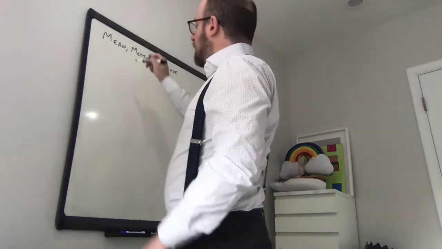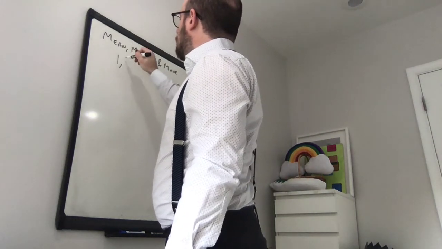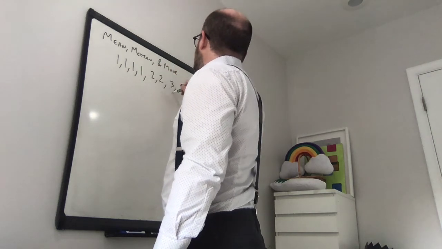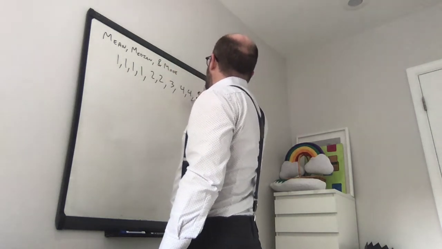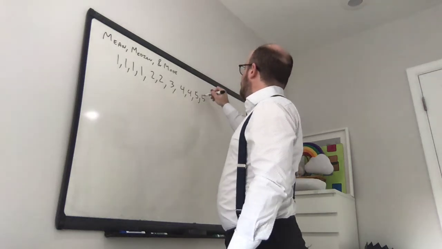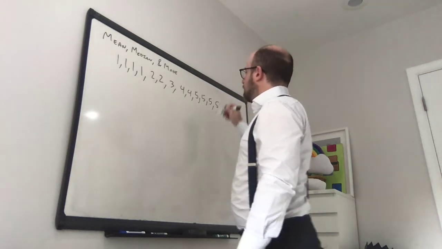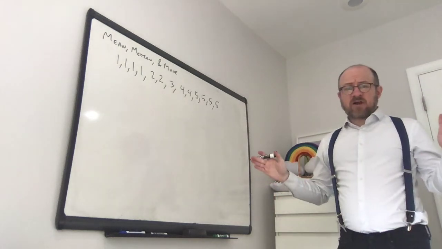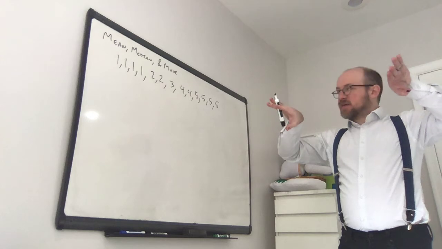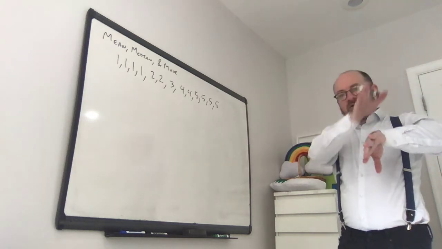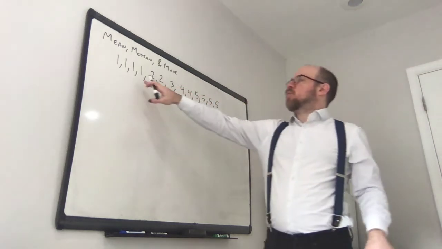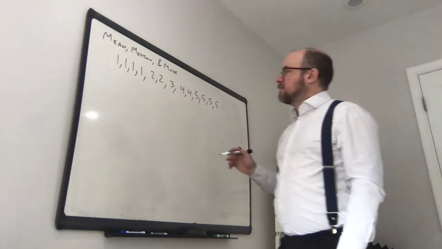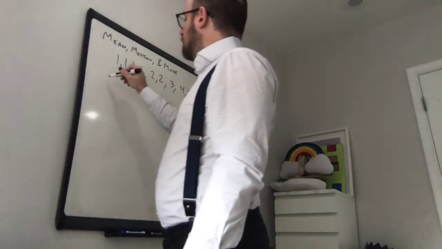So let's look at a data set where it's not arranged around the center, where we've got 1, 1, 1, 1, 2, 2, 3, 4, 4, 5, 5, 5, 5. Okay? So this data is evenly arranged around the center, but it's bunched up at the ends, right? If you graphed it, it would have a bunch at 1, a bunch at 5, and less in between. And so let's see what that does to each of these.